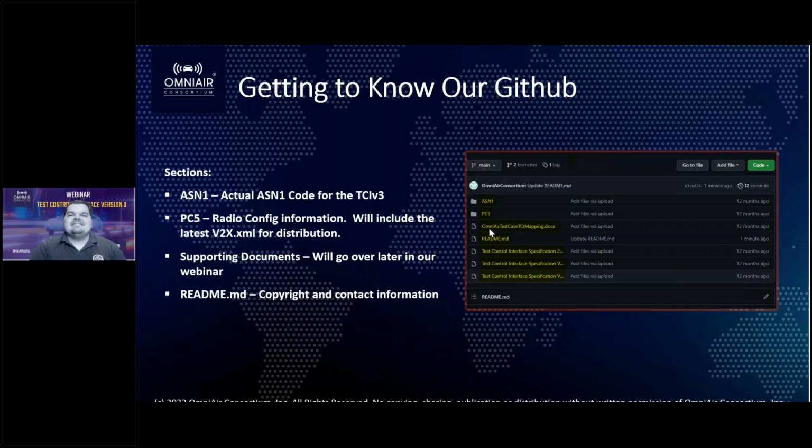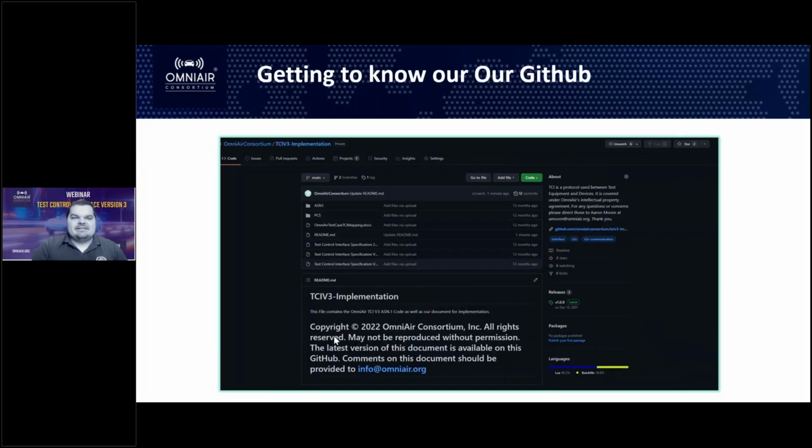As far as that's concerned, we really have the TCI mapping document. There's the V3 document, the V2 document, and then I believe there's a V3 outline document. And last but not least, we have the README file, which has the copyright and contact information. And if you see above, it's actually down on the main page of our GitHub.